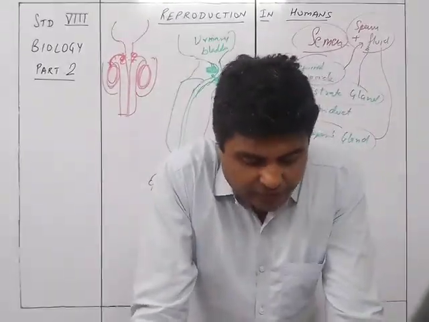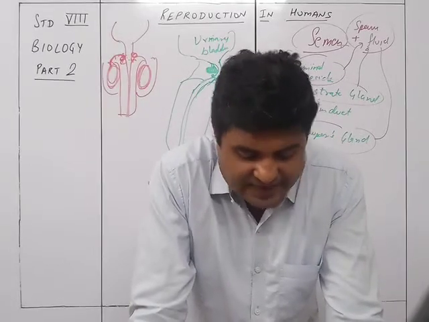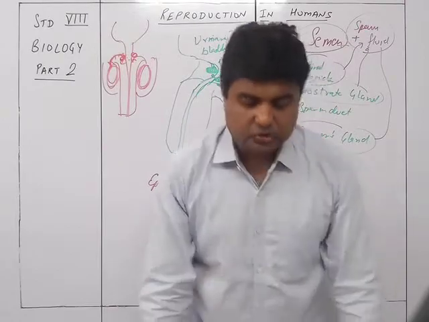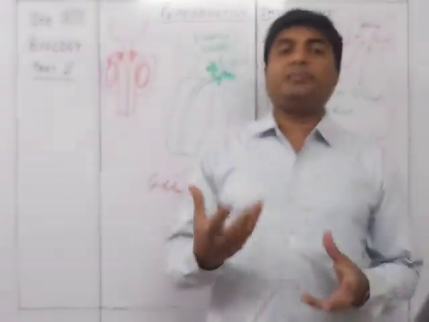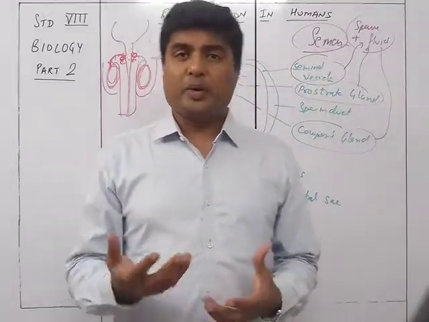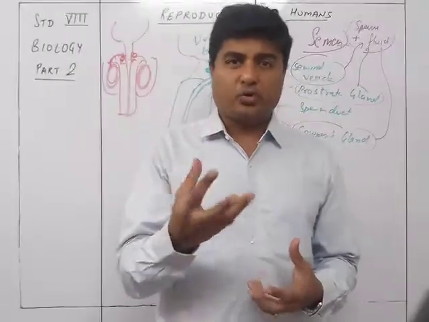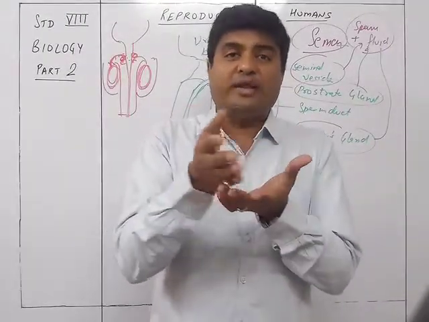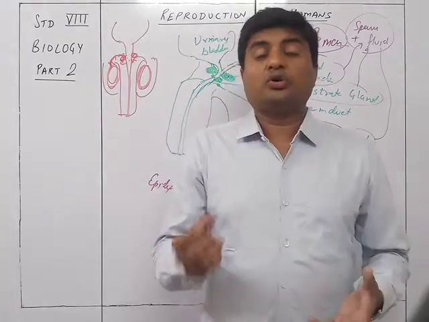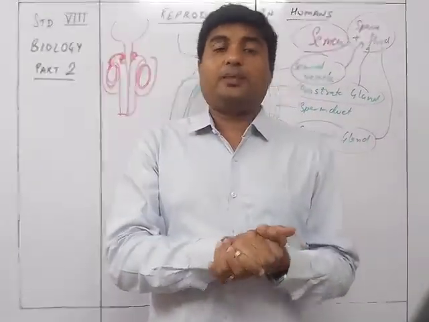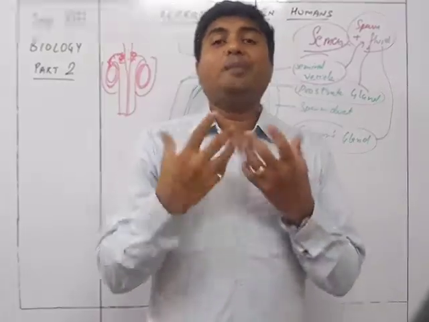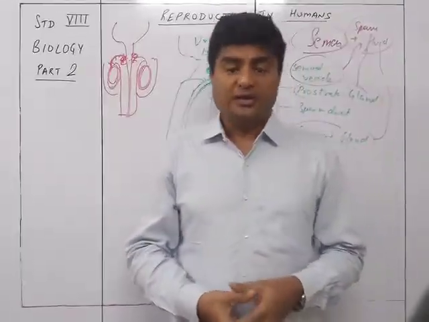So the seminal vesicle produces a secretion which serves as a medium for transportation of the sperm. The sperm require a medium for its movement. The sperm has a tail, but it cannot move on its own. The tail will be useful only when there is fluid around it. Only then can it move around. So the seminal vesicle produces a secretion which will be a medium of transportation for the sperm.